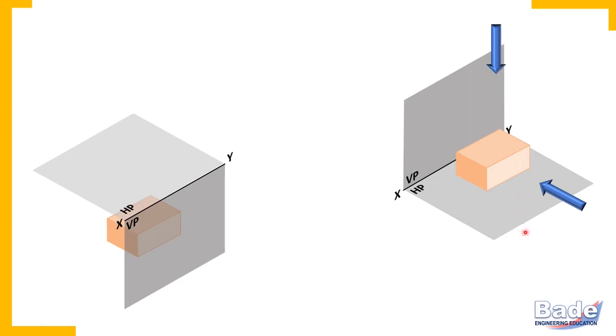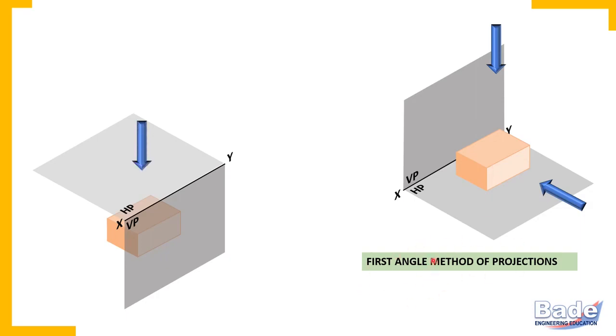Now listen to me very carefully. When an object is observed in the direction perpendicular to a reference plane, then the view you get is an orthographic view. That is, the front view is an orthographic view. The top view is an orthographic view. When the object is imagined in the first quadrant and views are taken, that is the first angle method of projection.